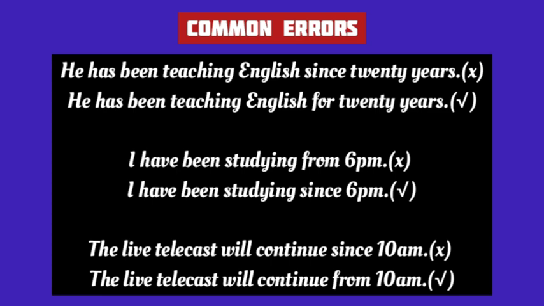Then the sentence the live telecast will continue since 10 am is incorrect. Why? Because since cannot be used in simple future tense. Since is used only in present or past perfect and perfect continuous tenses, while from can be used in any tense. So the correct sentence is the live telecast will continue from 10 am.